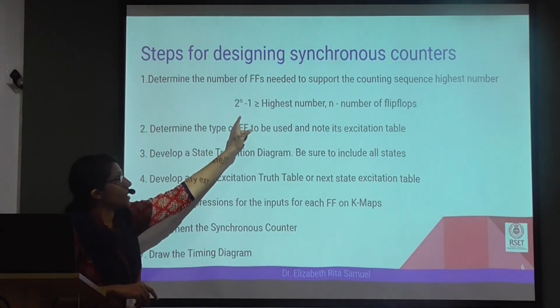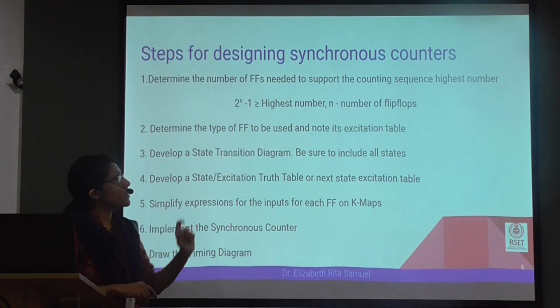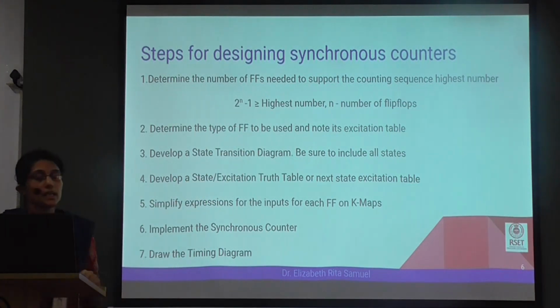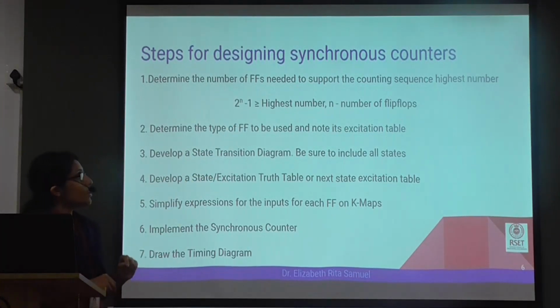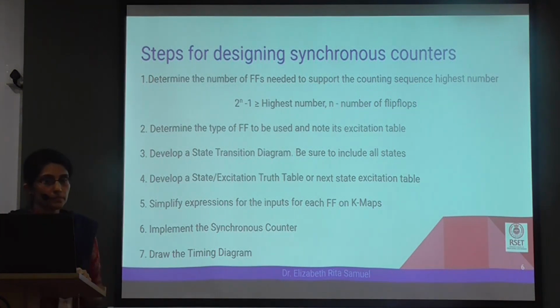2 raised to n minus 1 should be greater than or equal to the highest number in the counting sequence. That is, if in the counting sequence the highest number that we have to achieve is 7, then we require 2 raised to 3, and the number of flip-flops is 3. So 2 raised to 3, which is 8, minus 1, gives you 7.